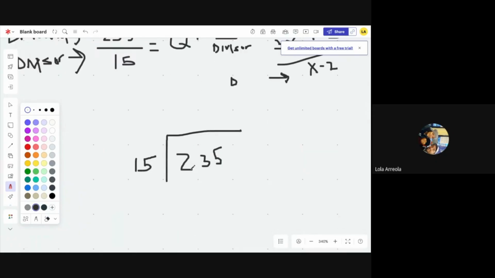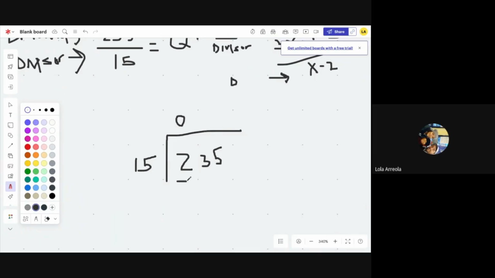So 235 goes inside the box, the divisor 15 goes outside the box. And then I look at 15 and I look at the first number right here, 2. Does 15 go into 2 at all? Is it possible for 15 to fit into 2? If so, how many times? 15 does not fit into 2. It's way bigger than 2. So it fits no times into the value 2.